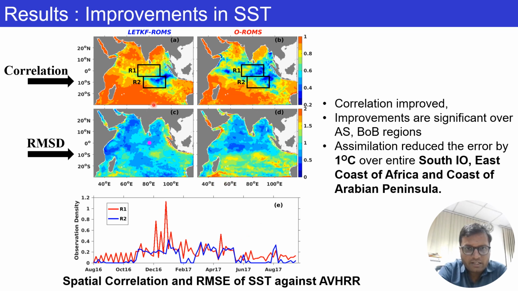Here I want to highlight the impact of observations. For this purpose, I chose two boxes, R1 and R2, and tried to show the time series of observation density over these boxes. Observation density is the number of observations divided by the area of the boxes. So it is clear from figure 3 that R1 has more observation density compared to R2. This is leading to the improvements in correlation and RMSE over these two regions.